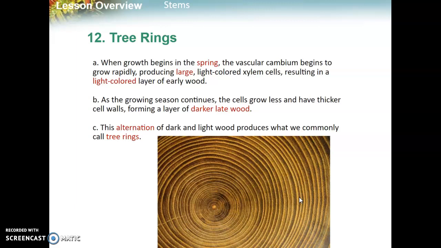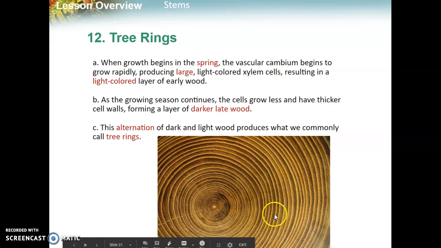It makes xylem cells that are really big and they look lighter colored. Now, as summertime comes, there's not as much water. It gets really hot, maybe not the best conditions for growth. So growth of that vascular cambium slows down, and the wood that's produced later on in the summer, the cells are smaller and they're darker. Okay, and then the next spring you have another big growing season, light colored again, and then dark colored.